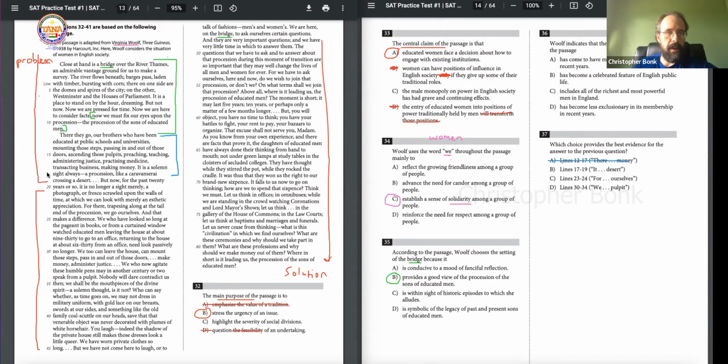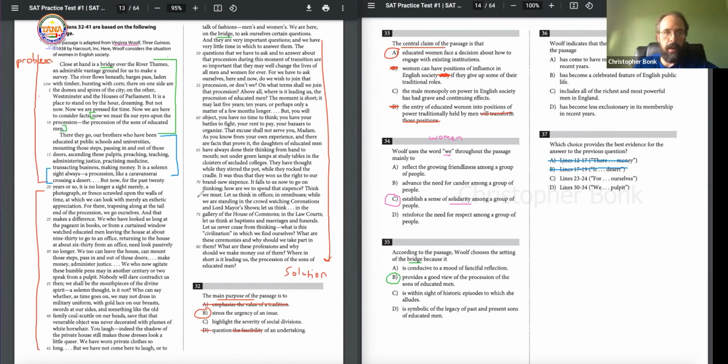17 through 19, right after, it is a solemn sight, always a procession, like a caravan crossing a desert. So that's basically the completion of the analogy right there. Nothing really lines up with our choices on 36. They're looking for the more literal interpretation, so that doesn't work either.